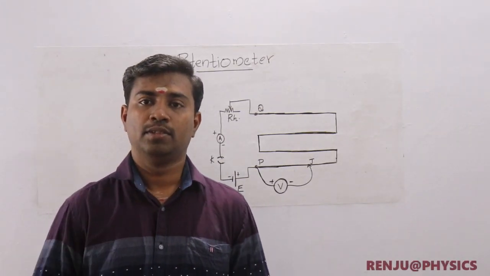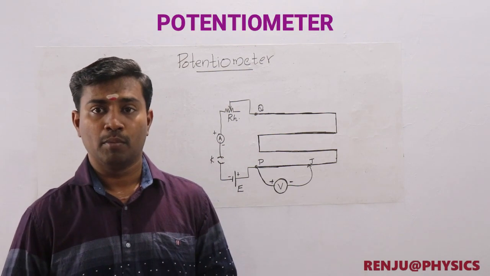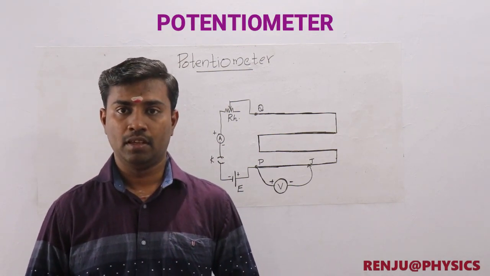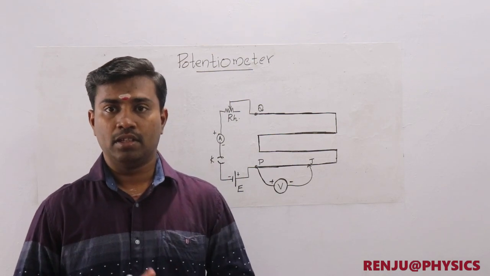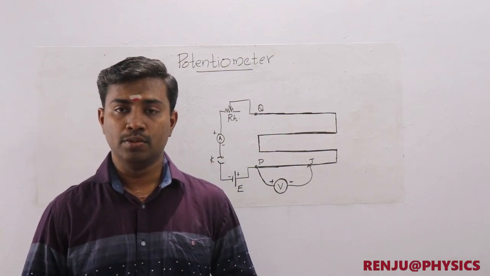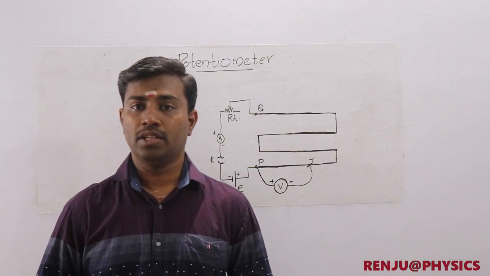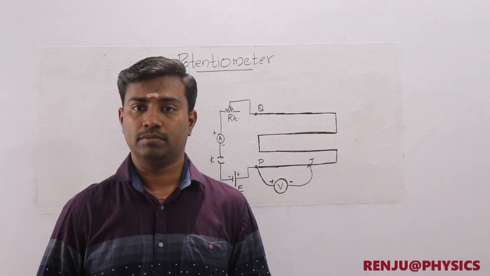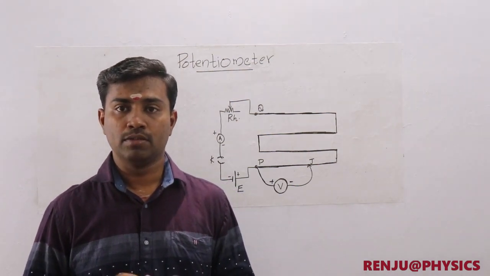Hi students, today we are going to discuss the potentiometer from the chapter Current Electricity. A potentiometer is a device which is used to measure the potential difference between 2 points in a circuit. That is the use of a potentiometer.